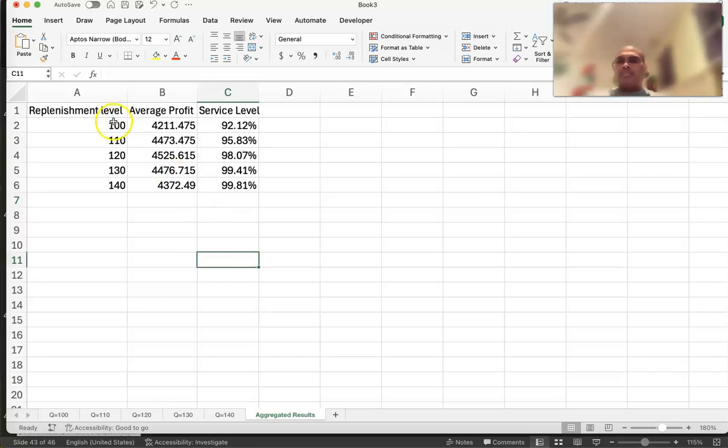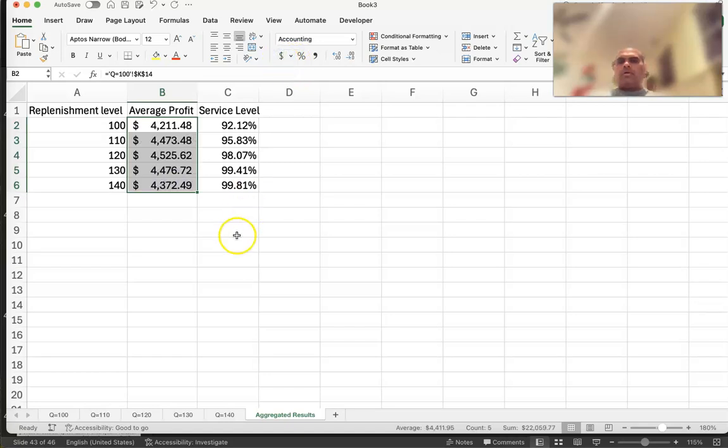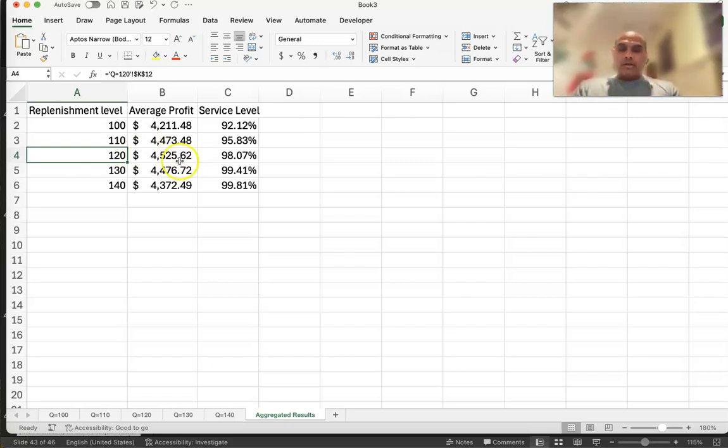All right, so there you go. These are my replenishment levels, and these are all my average profit values. I want you to notice that profit goes up, then profit goes down, and profit goes down. Even though the service level is definitely increasing because you're able to satisfy more of the demand, it still doesn't make sense to have either 130 or 140 as a replenishment level. Between these five values, 120 is the one that makes the most sense, because it gives you a higher profit and also a decent service level. 98.07, that's a very good service level. You're only not satisfying 2% of demand. That's the idea here.